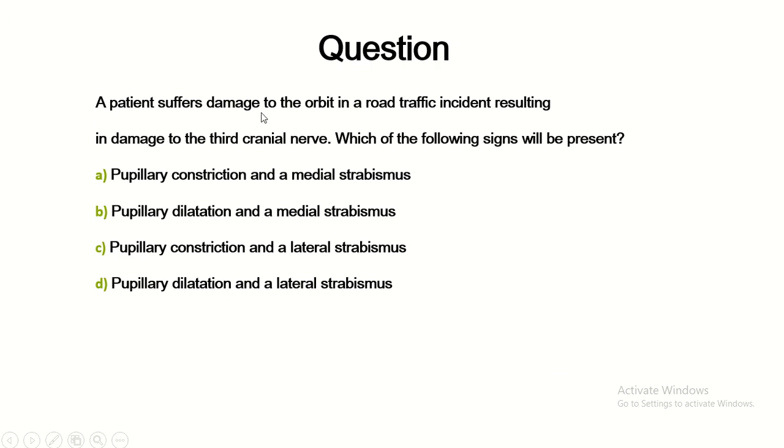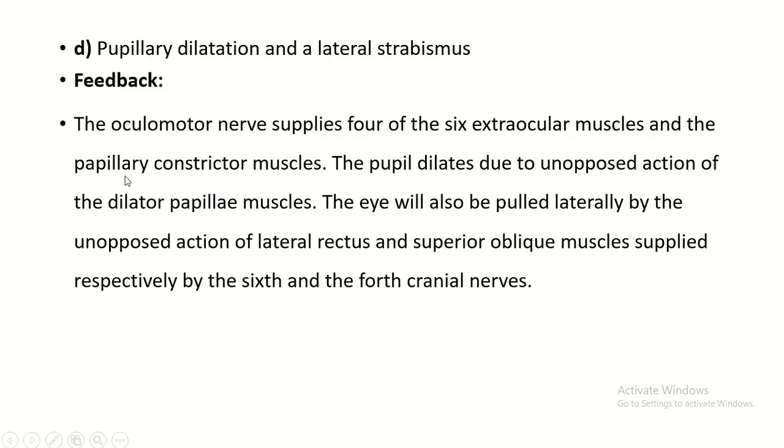A patient suffers damage to the orbit in a road traffic incident, resulting in damage to the third cranial nerve. Which of the following signs will be present? Pupillary constriction and medial strabismus, pupillary dilatation and a medial strabismus, pupillary constriction and a lateral strabismus, or pupillary dilatation and a lateral strabismus. The answer is pupillary dilatation and a lateral strabismus.